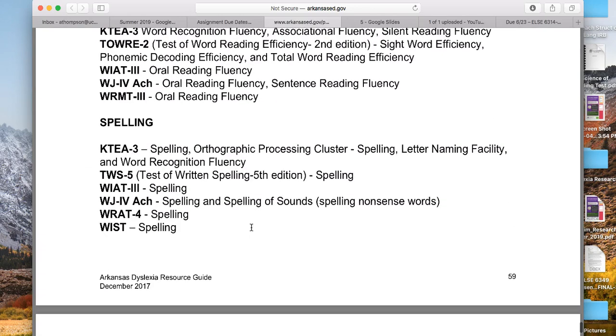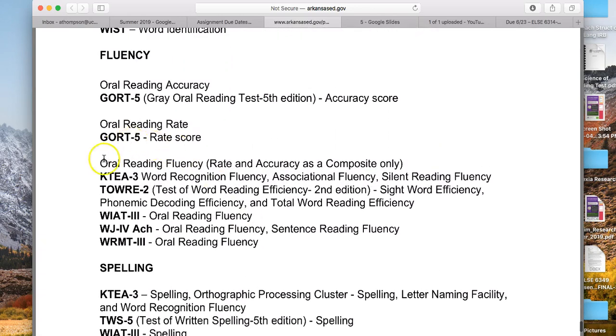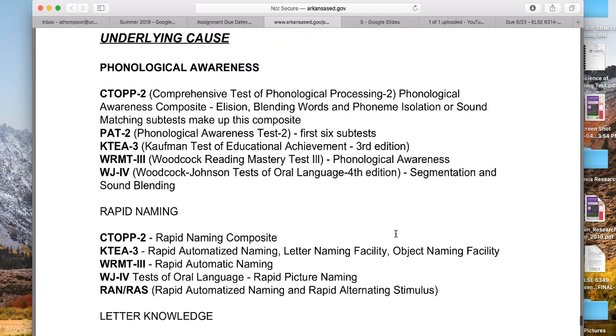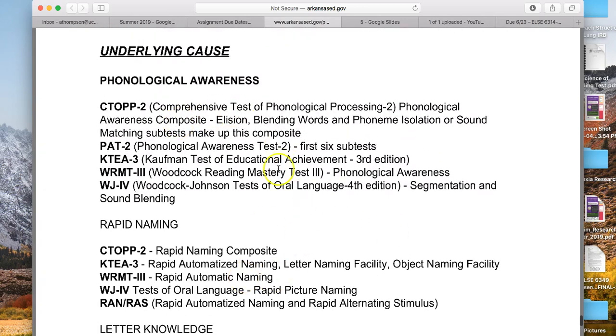Let's go back and look again. We're going to get this one checked off, the oral reading fluency, and then we are going to get these 2 checked off, phonological awareness and rapid naming, with these 3 assessments.